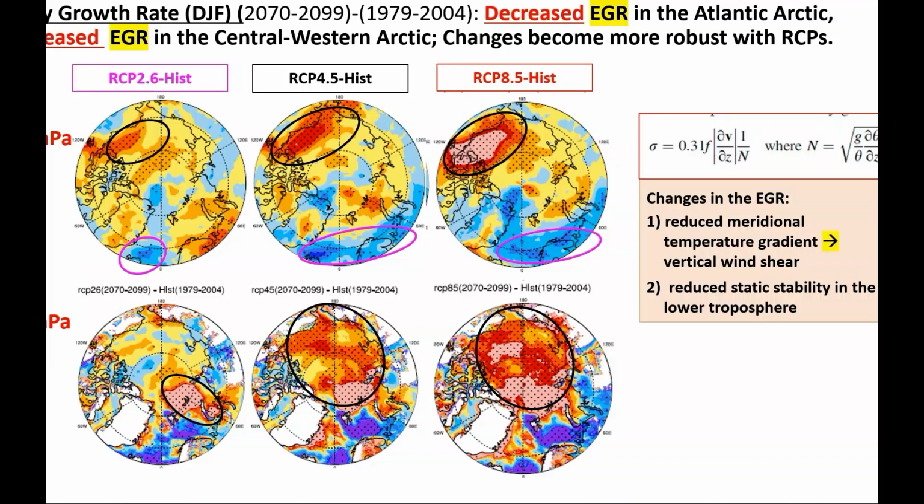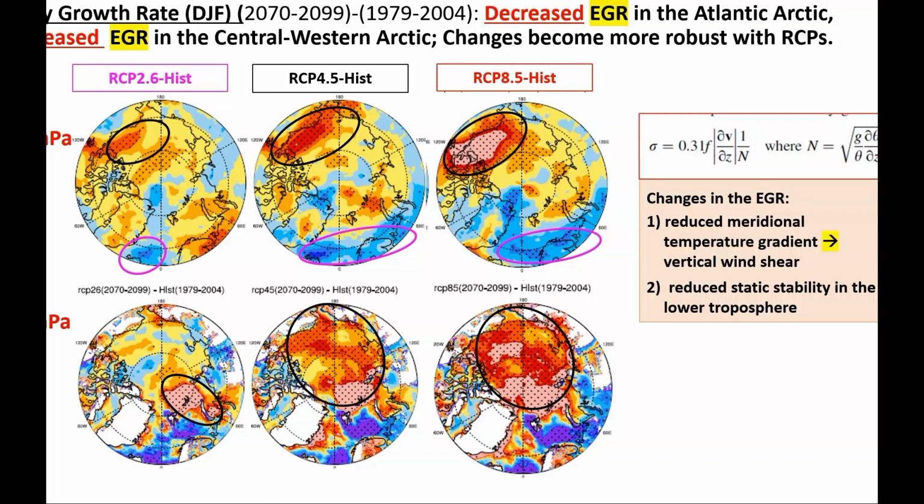We can take a look at the physical reasons for the changes in Arctic winter cyclones from the eddy growth rate at the middle and low troposphere. Here we show the difference of the eddy growth rate between the last 3 decades of the 21st century in the 3 RCP scenarios and the historical period. We can see the eddy growth rate at the middle level decreases in the Atlantic Arctic and increases in the central western Arctic. Both the change in wind shear and the static stability contribute to the changes in the eddy growth rate.